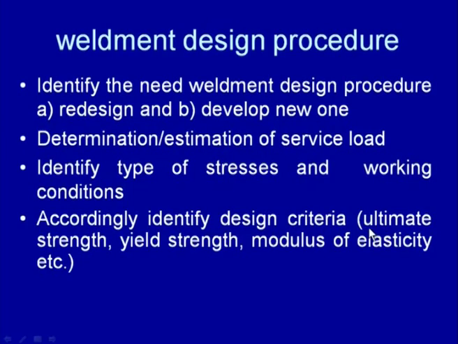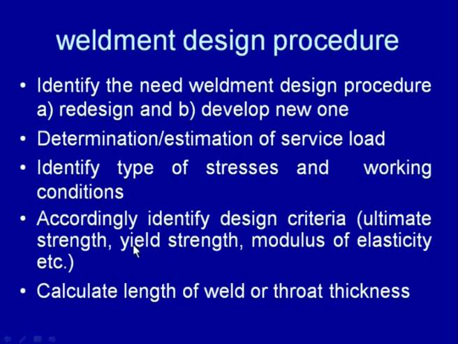So, according to the kind of environment in which the weld joint is supposed to work, the suitable weld material, base material, and filler materials are identified, and the weld joint is designed. Based on the kind of loading, the type of stresses, and the service conditions, suitable design criteria are identified. While identifying the design criteria, we will try to establish whether the ultimate strength will be used for the design purpose, or the yield strength or the modulus of elasticity.